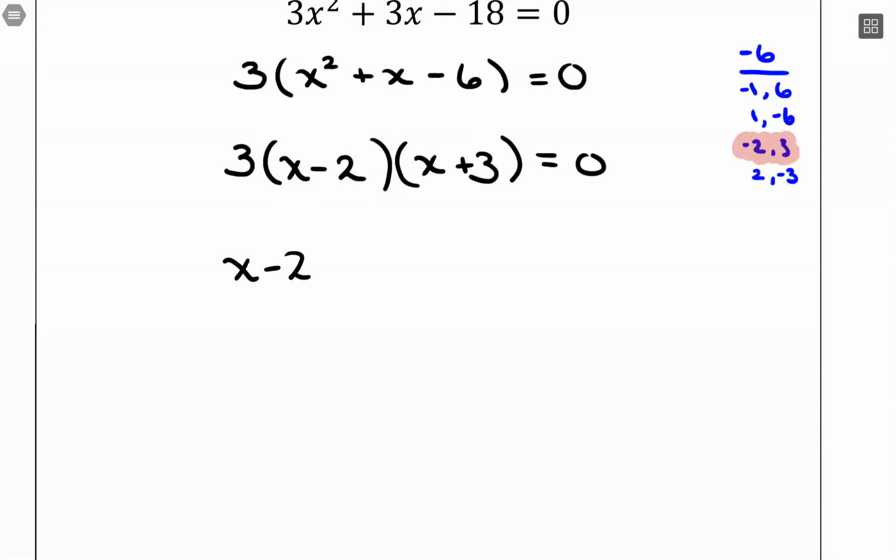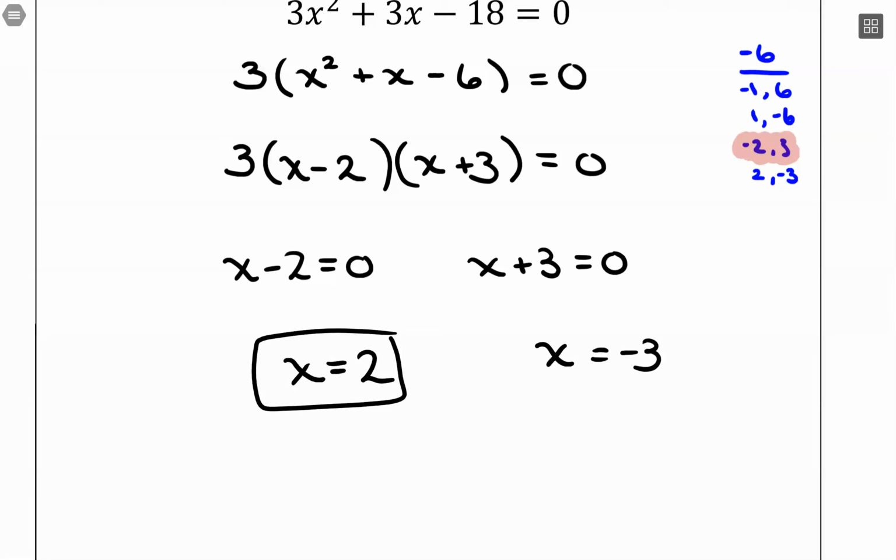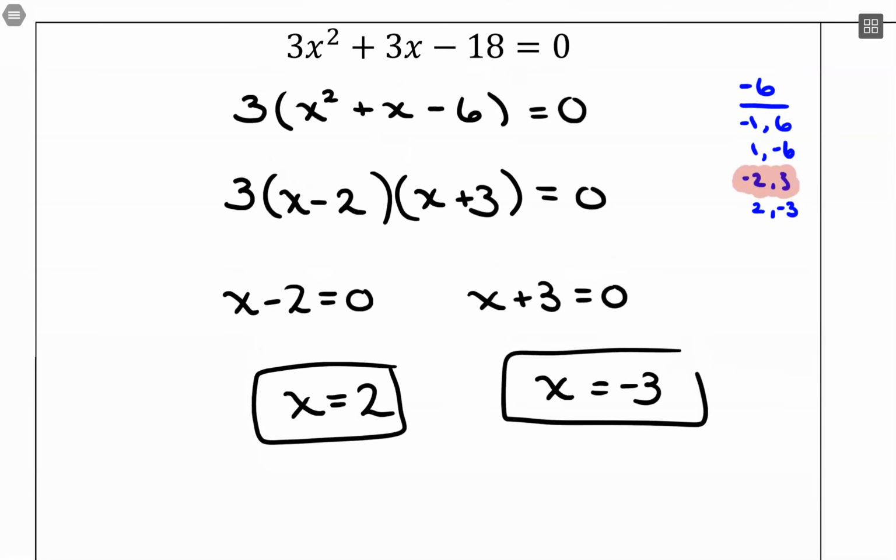So x minus 2 equals 0, or x plus 3 equals 0. And then we're going to solve these two equations. So x equals 2, x equals negative 3. And that's our two solutions to our equation. And with these, you can always check your answer by plugging them back into the original equation and see that they work out.